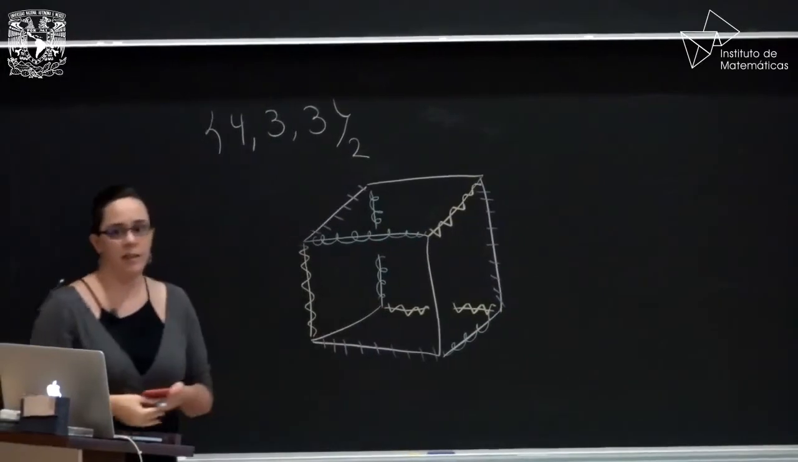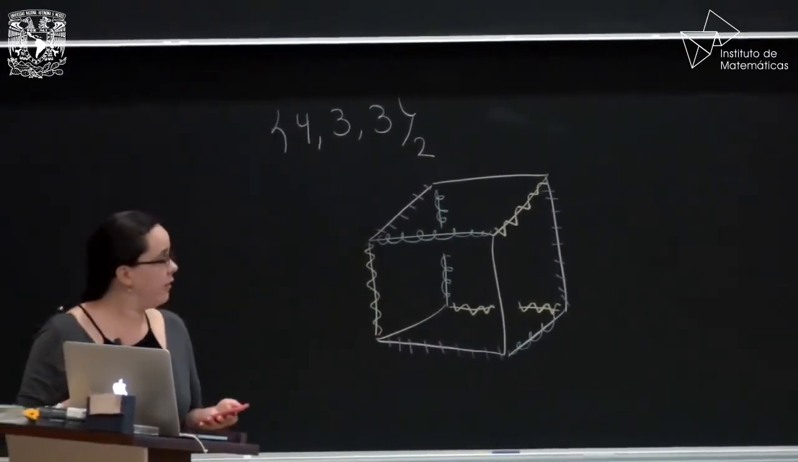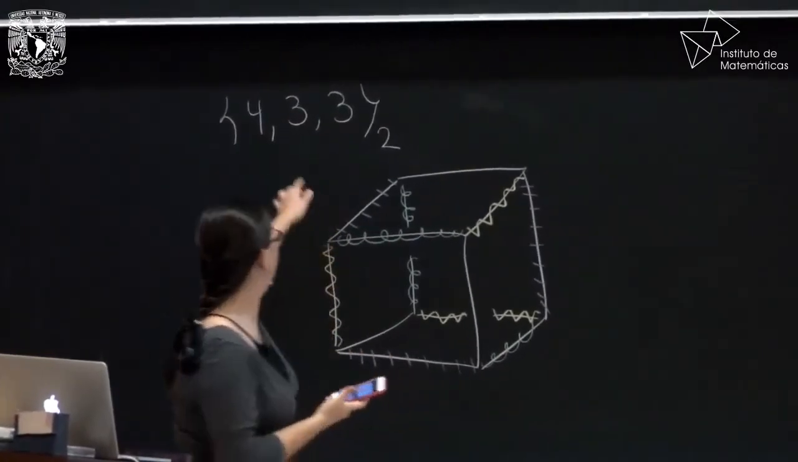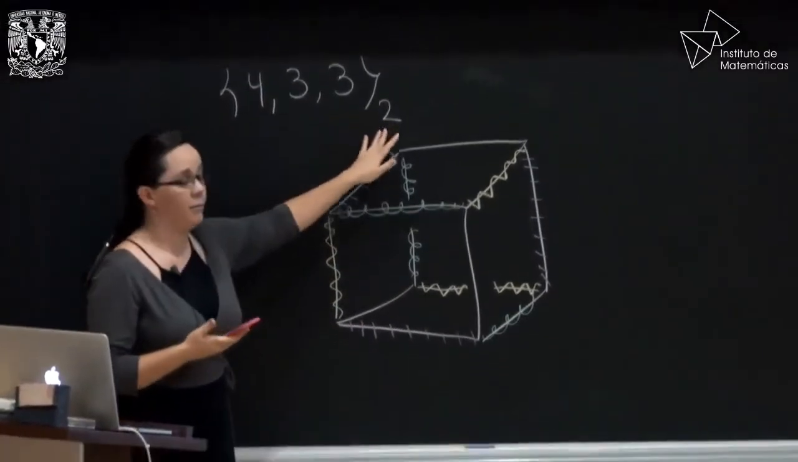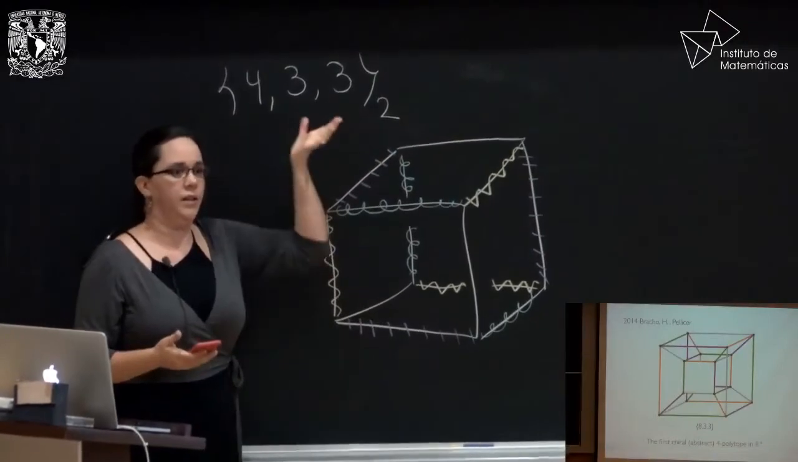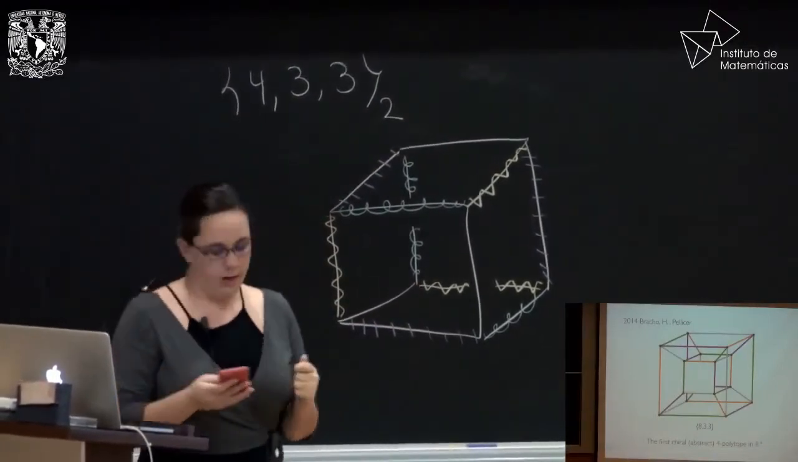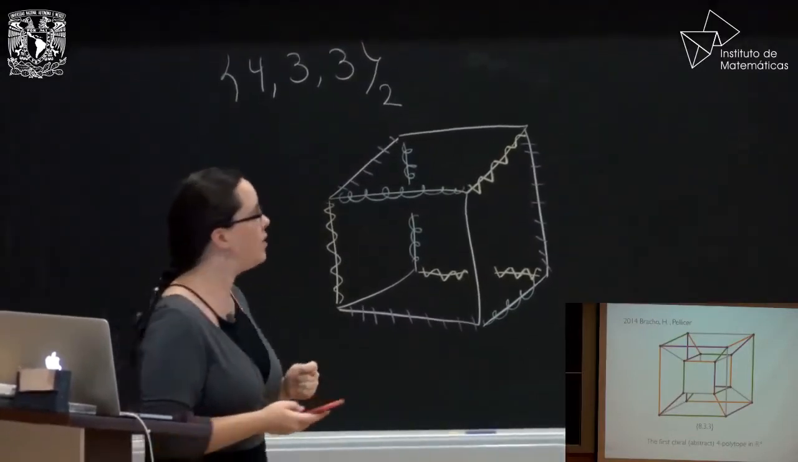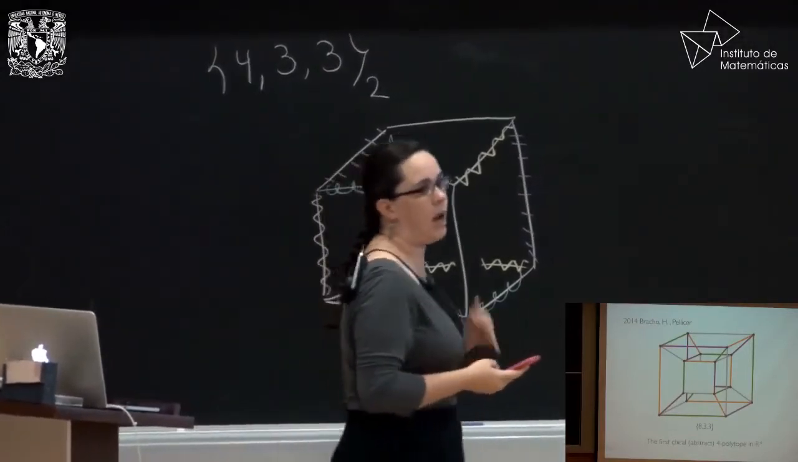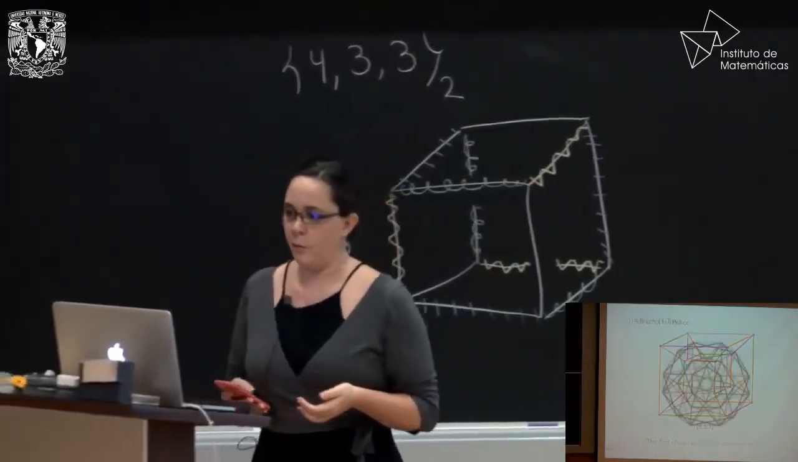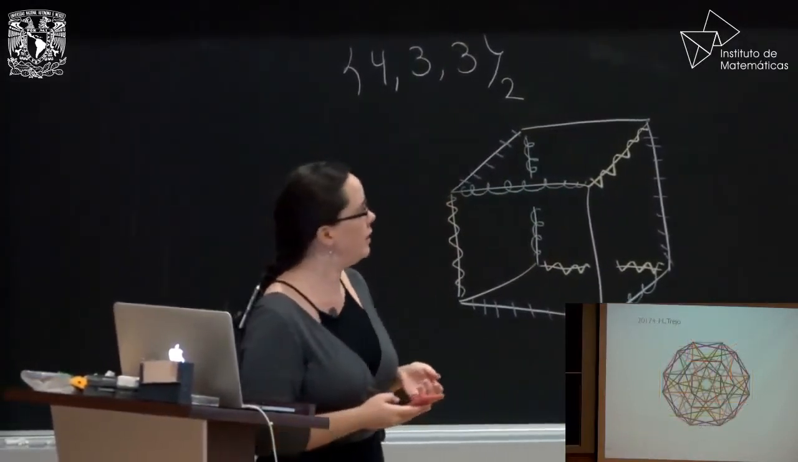So in fact, we could have gotten this by taking Coxeter's twisted honeycomb 4-3-3-2 and then lifting with the colors. Something that I'm working on with a master's student at the moment is, can we do this with the other twisted honeycombs? And for one of them, the answer is yes.